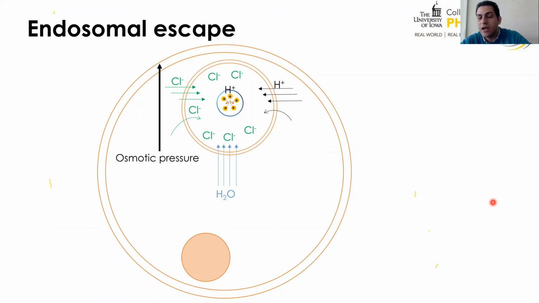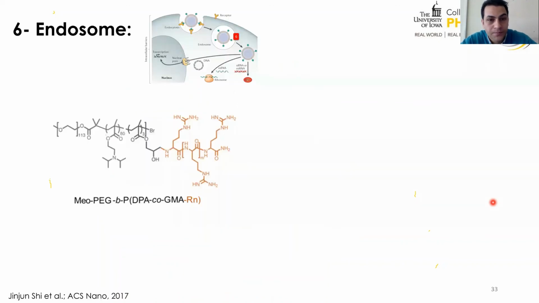Water diffuses in, and then the endosomes rupture, where your formulation can go out and release its DNA content. So that's called endosomal escape. To see this experimentally, they used fluorescently labeled siRNA. They used a polymer with the same groups, and made a nanoplex.